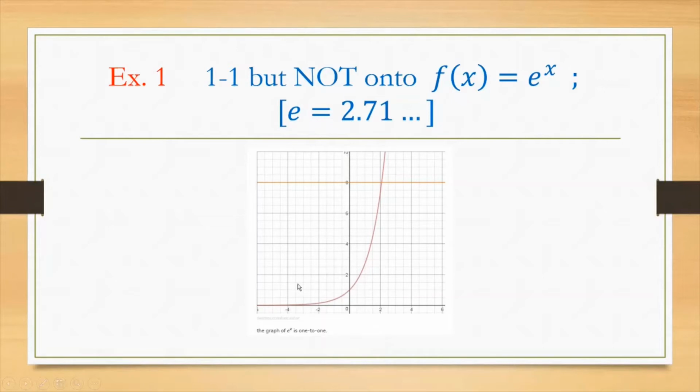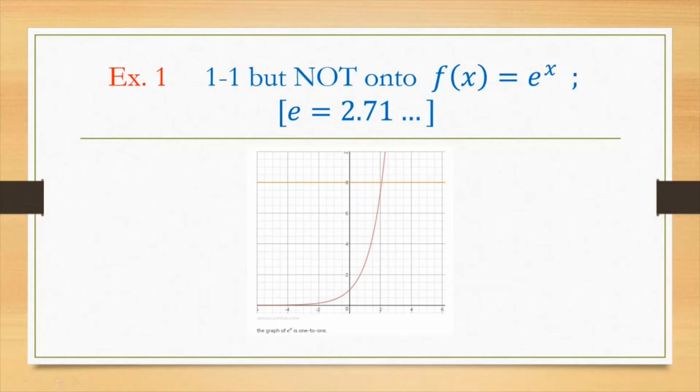So this is the curve. This is the plotting curve of the function e power x, okay, e raised to x. Then if we take any horizontal line, then it cuts that curve at most once.